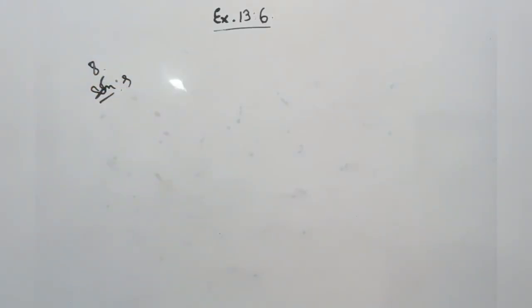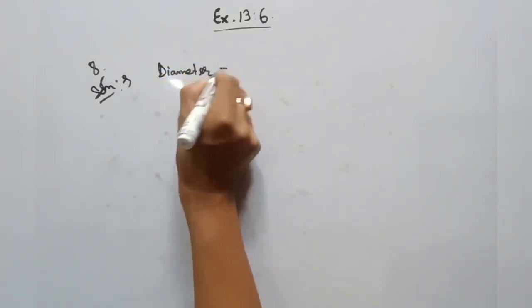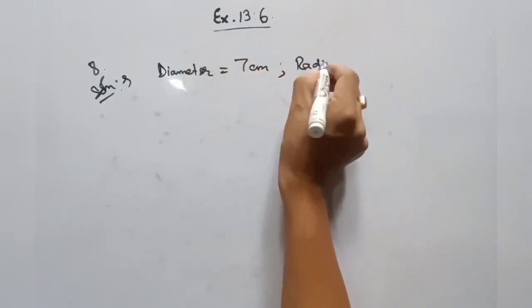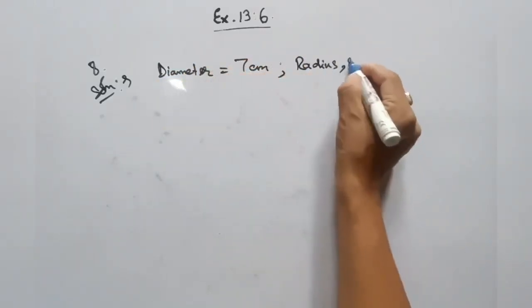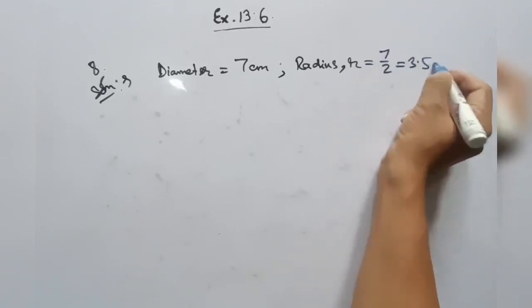So in the question, it is mentioned that in a hospital, soups are served in cylindrical bowl of diameter 7 centimeters. So the diameter is given as, diameter is equal to 7 centimeter. Therefore, the radius of the cylindrical bowl will be equal to 7 by 2 equal to 3.5 centimeter.